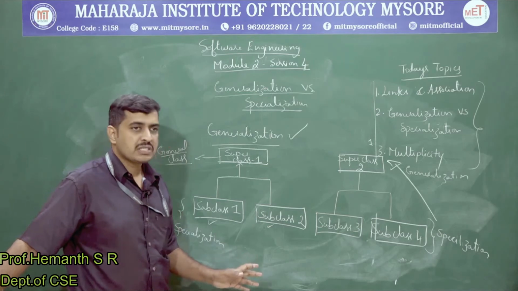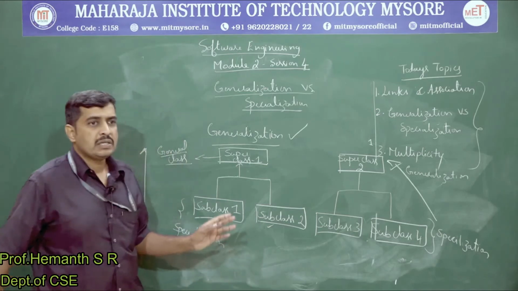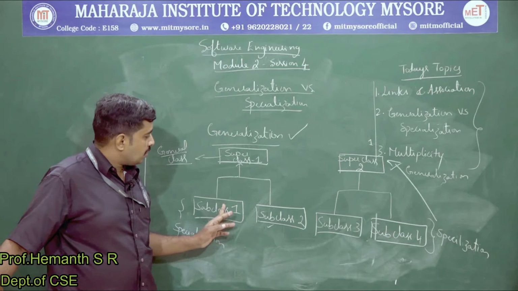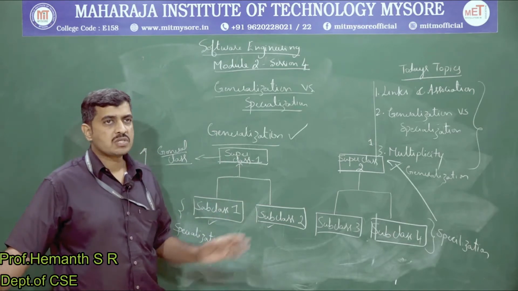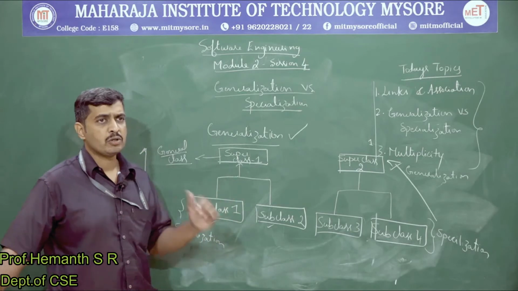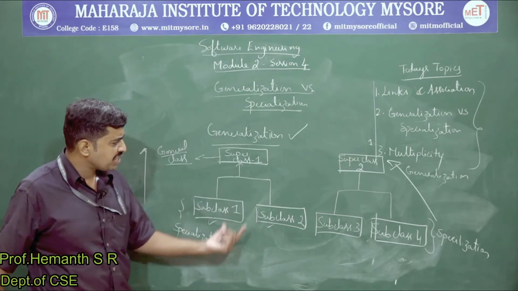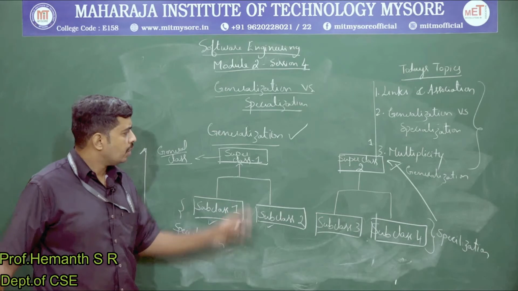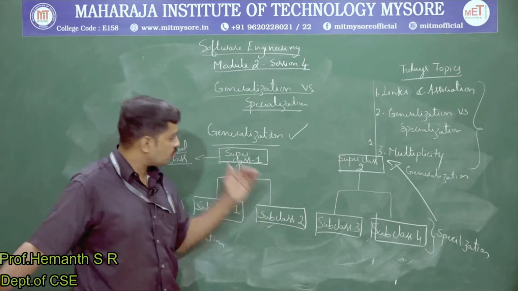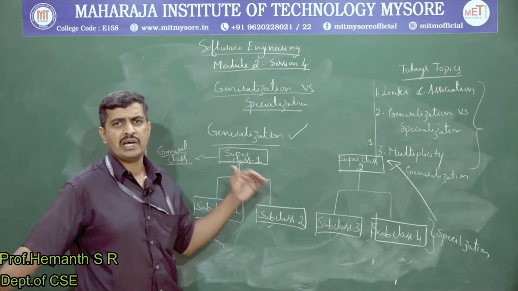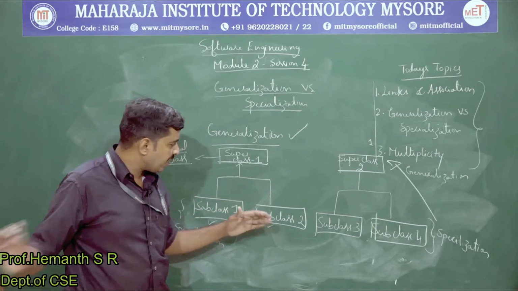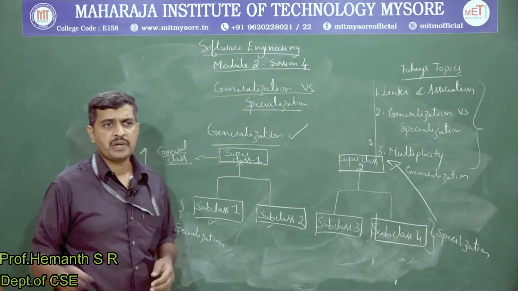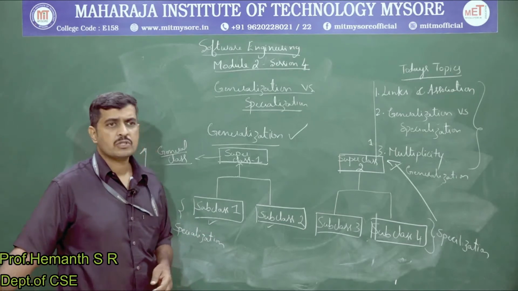So the ultimate outcome is that from the existing subclasses you are creating a superclass. So this was all about generalization, and you can also observe a hierarchical relationship has been formed. Our superclass is at the topmost level in the hierarchy, and our subclasses are at the next level. So we created a hierarchical relationship here. So this was generalization.